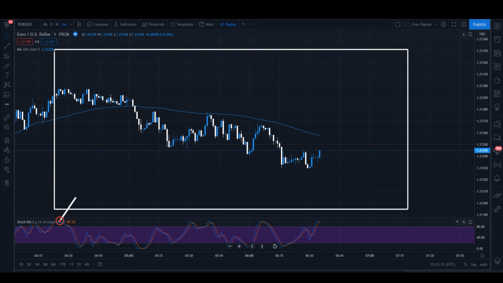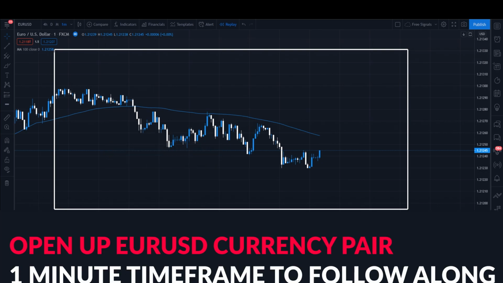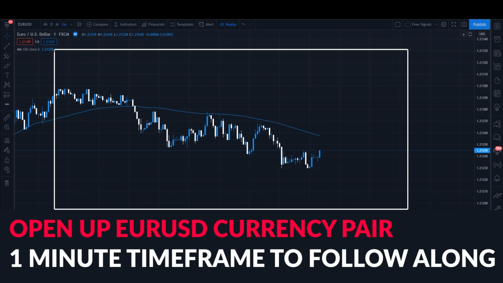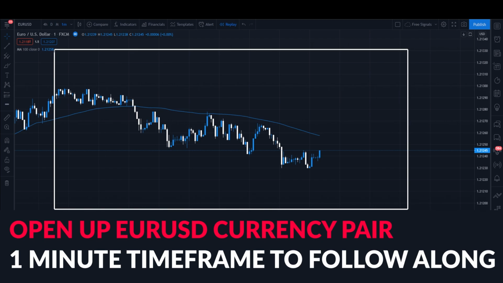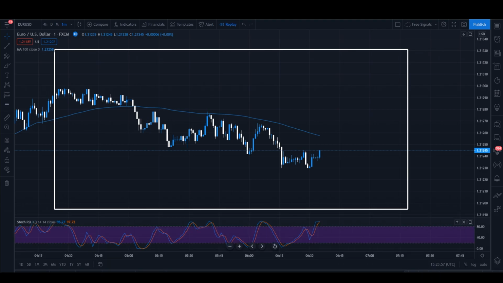Now once we have everything set up, please open up Euro USD currency pair, because this scalping strategy works best in Forex when traded on Euro USD currency pair. We are also currently on the 1 minute time frame, which is also very important.